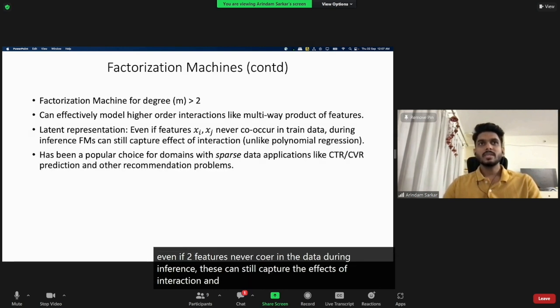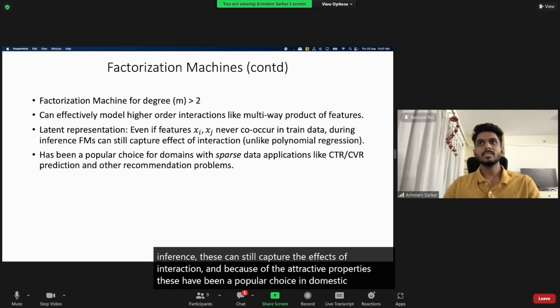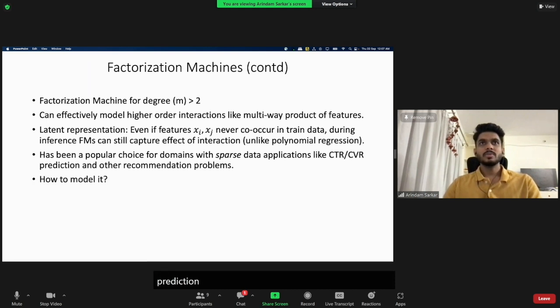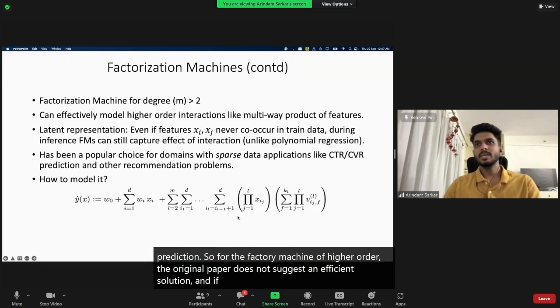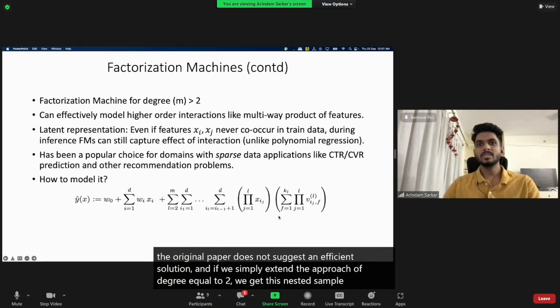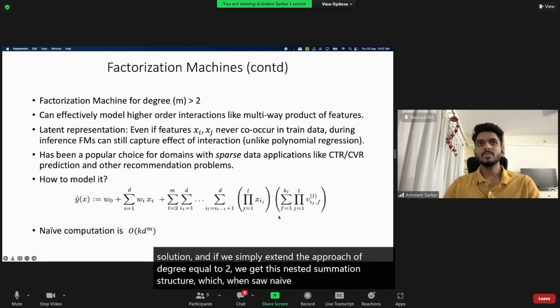And because of these attractive properties, these have been a popular choice in domains with sparse data, for example, click-through rate and conversion prediction. For a factorization machine of higher order, the original paper does not suggest an efficient solution, and if we simply extend the approach of degree equal to 2, we get this nested summation structure, which when solved naively is of exponential complexity.